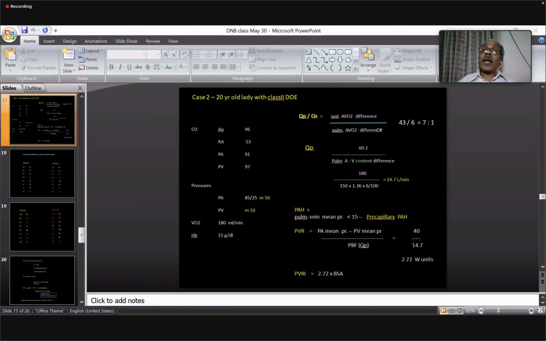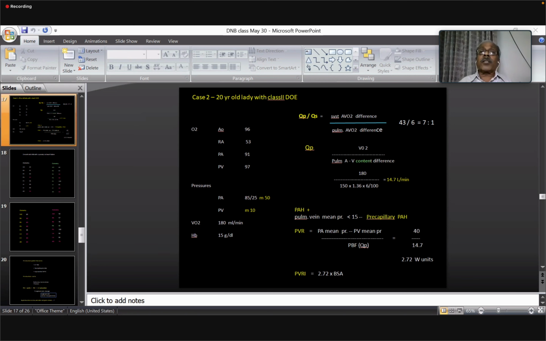Now, how can you calculate the QP? The oxygen consumption divided by the pulmonary arteriovenous oxygen content difference. Similar to that, 180 minus 150 into 1.36. That is 15 gram, 150 gram in 1 liter, into 1.36. And the pulmonary arteriovenous difference is 6%. So 6 by 100, which will come to 14.7.